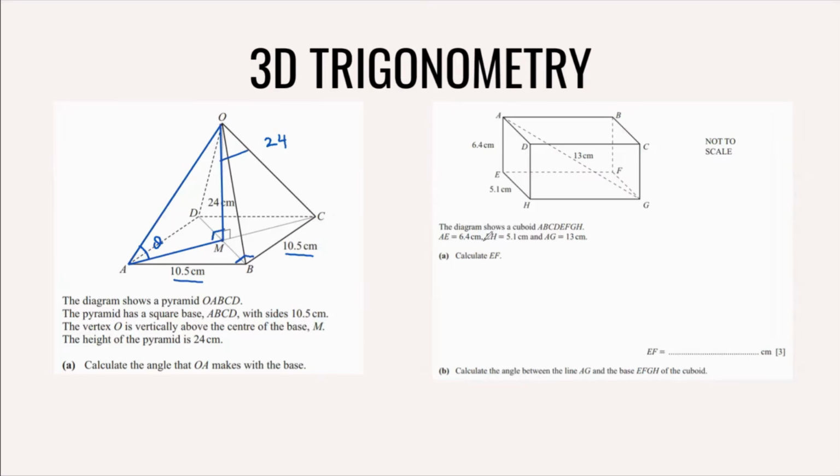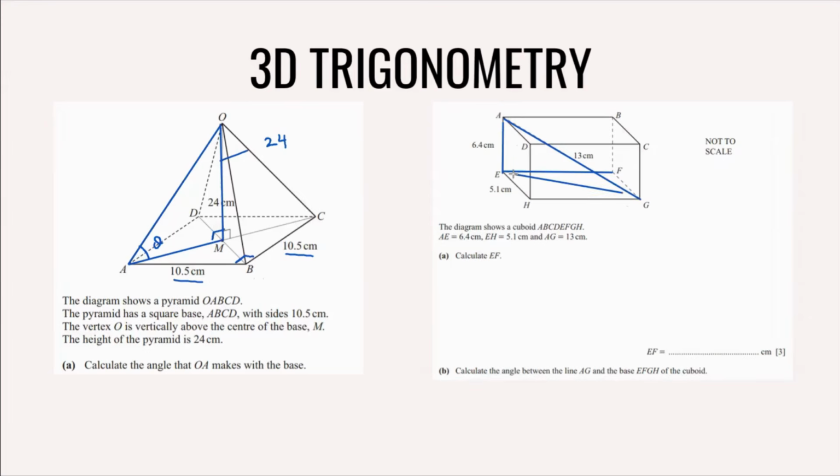Then over here, it says the diagram shows a cuboid. We have lengths. They want us to find EF. EF is this length over here. How do we find EF? So we can see that AG is given as 13, right? And we have AE given as 6.4.